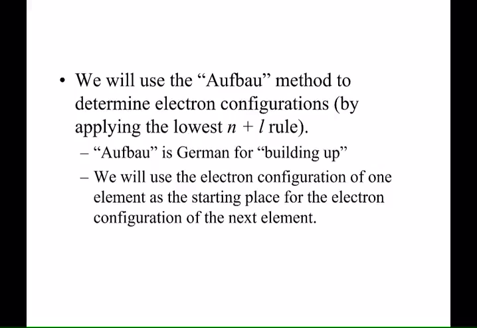One of the neat things, and you'll see this as we start to do electron configurations, is that if you know the electron configuration for carbon, nitrogen is one more electron than carbon. All you have to do is take carbon and add one electron to it. You'll see how that works as we go. But the lowest n plus L rule is going to be assigning n plus L values to these subshells, just like this.